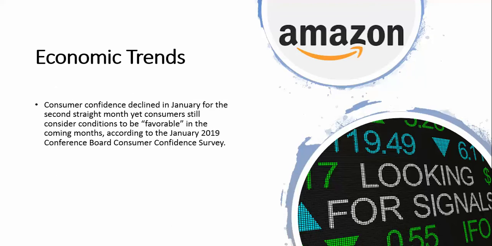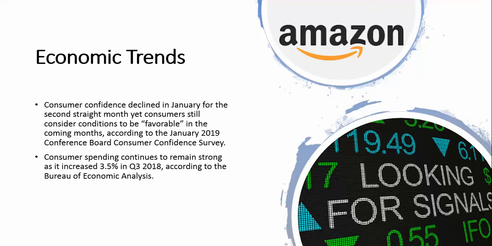We can also look at economic trends. So now we're looking at micro, macro economics, consumer confidence, wages, unemployment, GDP all fall into this area. So for example, consumer confidence declined in January for the 2nd straight month. However, those conditions still appear to be favorable according to the January 2019 Conference Board Consumer Confidence Survey. So we want to put this data into context as well, not just reporting the numbers, but what it means, and more specifically, how this is relevant to the organization or company that you're analyzing.